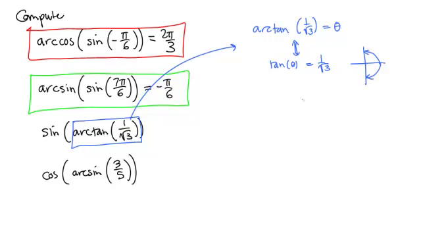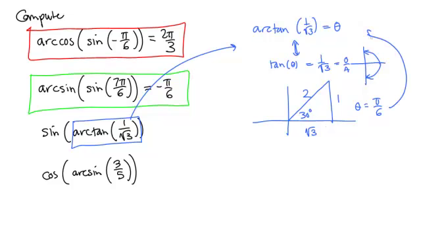So I can draw a triangle that represents that. That would have to be in quadrant 1 because that's where tangent is positive. The tangent is equal to the opposite over the adjacent. So the opposite side would be a 1. The adjacent side would be a root 3. The missing side would have to be a 2 by the Pythagorean theorem. And so we're looking at a 30, 60, 90 degree triangle with a 30-degree reference angle. And so that means that theta must be pi over 6. And so we've worked out that the arctangent of 1 over root 3 is pi over 6.